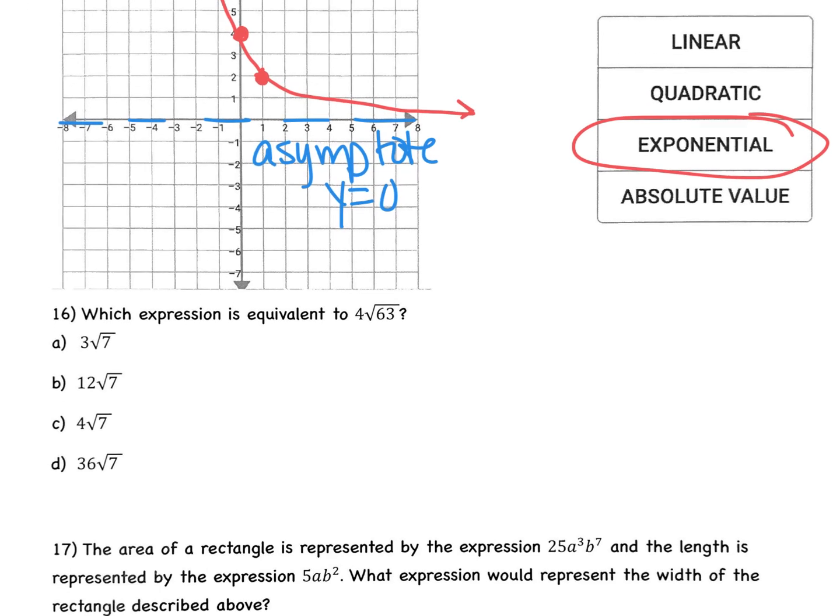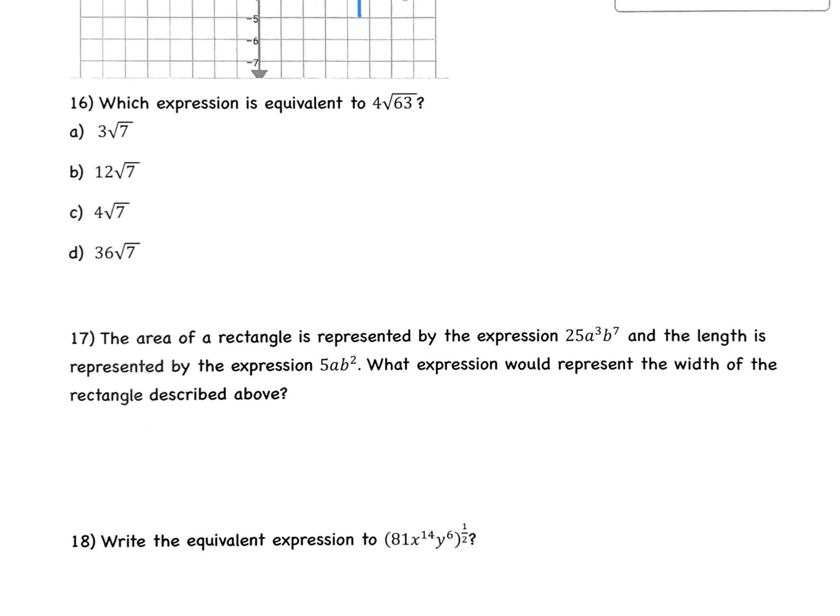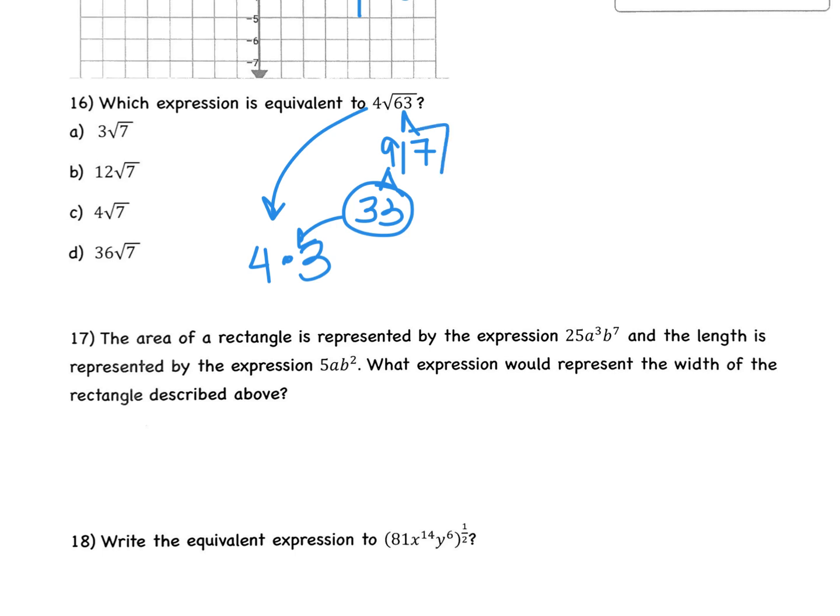Which expression is equivalent to 4 times the square root of 63? We did this before break. 63 is 9 times 7. We talked about breaking into our primes. And when you do that, our pair goes outside. I already have this 4 outside, and I need to make sure that I put my pair out. So times 3, we only write it once, and our singles stay in. So 4 times 3 is 12 times the square root of 7. I would suggest that you check this in Desmos.